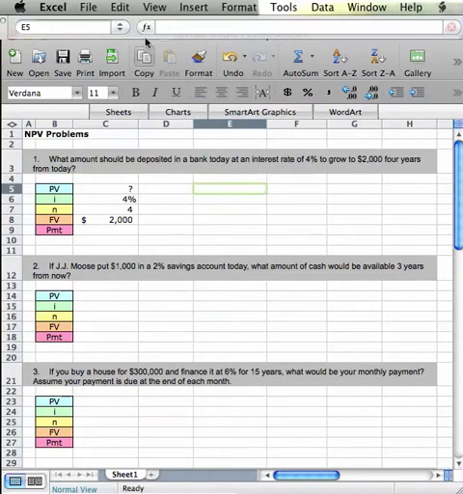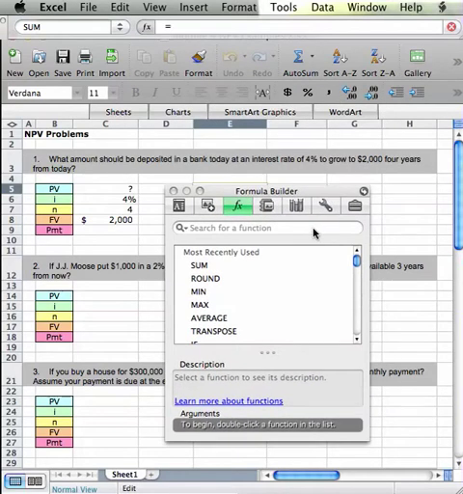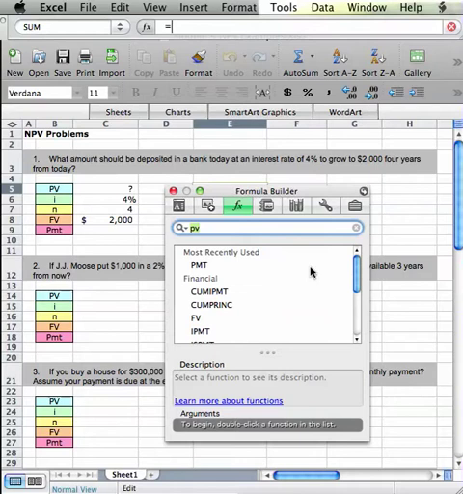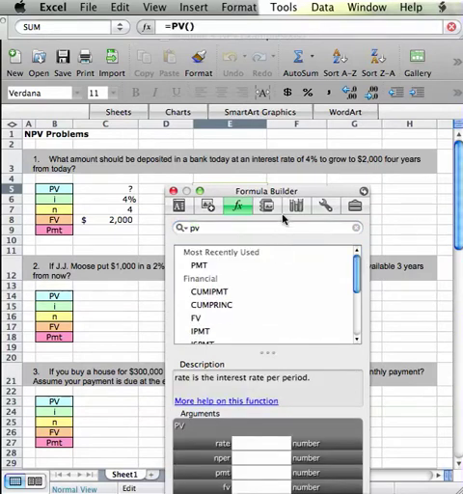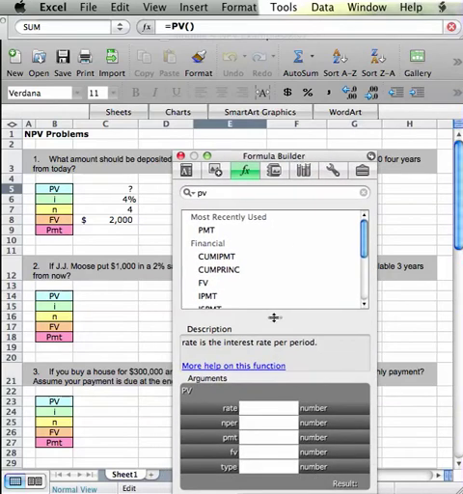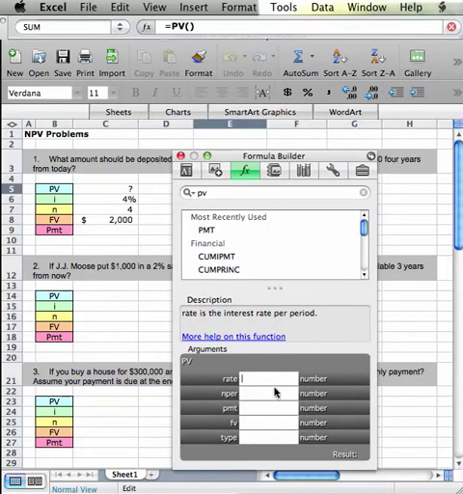Now in Excel, what we want to do is insert a function. The function that we want to insert is present value. So if we search for that function, PV, and we'll give Excel just a second here to find it. We'll select it, and once we do that, it gives us input boxes for those different inputs that we just defined.